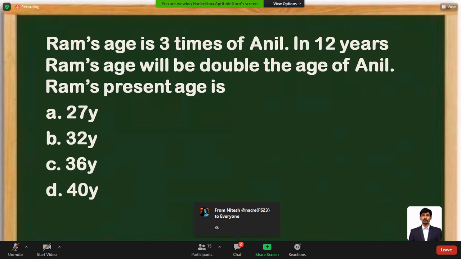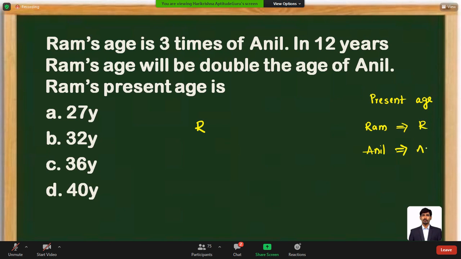Okay, nice, good response from the students. Ram's age is 3 times of Anil's age. In 12 years, Ram's age will be double the age of Anil. What is Ram's present age is the question. So we can just observe, Ram's age is 3 times of Anil's age. So we can say Ram's age we don't know. I told you already, always start the question by taking the present age. So I don't know what is Ram's present age. Let's assume Ram's age is R. I don't know what is Anil's age. Let's assume Anil's age is A.